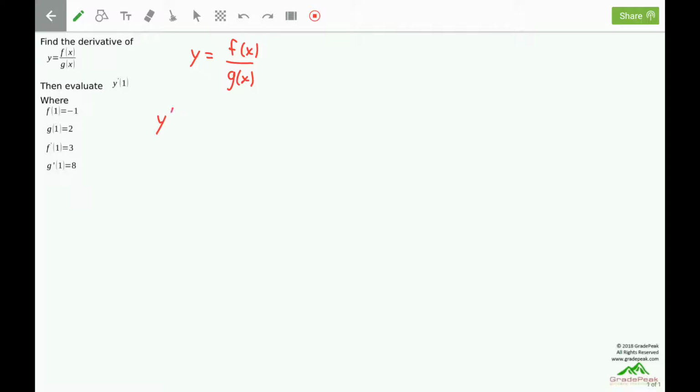The derivative y prime or dy dx will be, by the quotient rule, the derivative of the numerator, f prime of x, times the denominator left alone, minus the numerator left alone times the derivative of the denominator, and then that entire thing over the denominator squared. So there's our derivative y prime or dy dx.